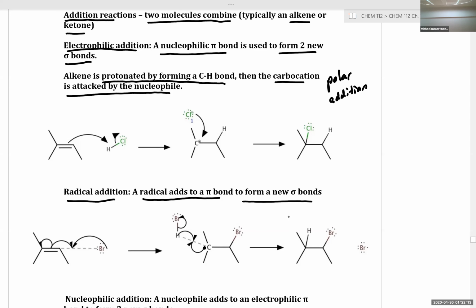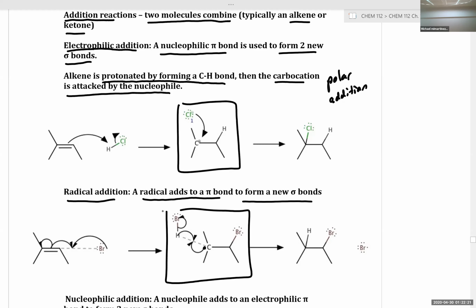Notice, if we compare these two different addition pathways, polar versus radical, are they going through different intermediates? Are the polar and radical reaction intermediates the same or different? Just looking at the structure, is a carbocation the same thing as a radical? So, let me rephrase it. Do these intermediates look the same? They're different, right? They're obviously different. One's a carbocation, the other's a radical. And as a result, the transition states for both of these processes, the rate determining step for both of these reactions, and in turn, the potential regioselectivity and stereoselectivity will be different, okay?